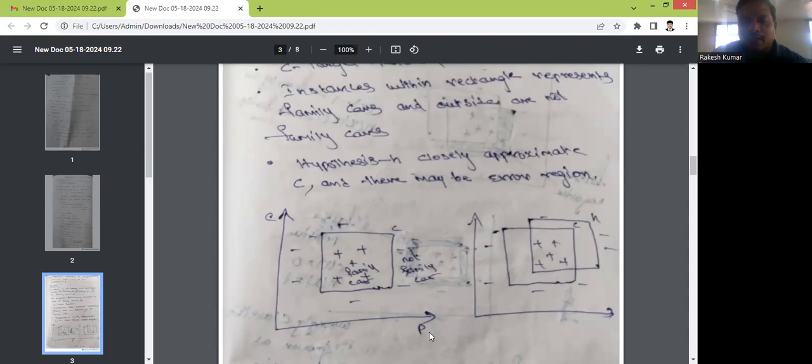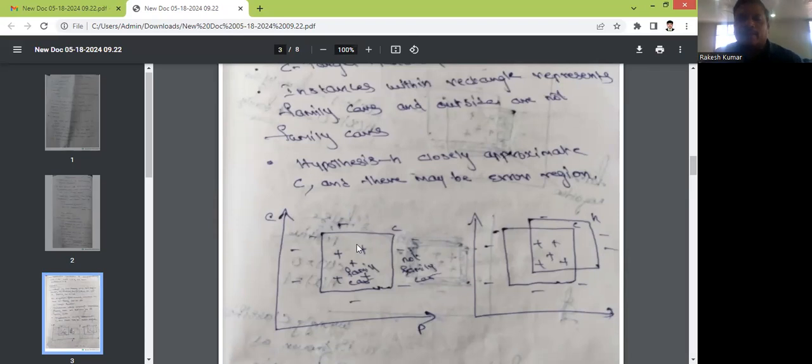This is the price of the family car, and this is the engine size. All the plus points come under the family car, and the minus points outside are known as not a family car. Inside the plus region we call it a family car, and outside we call it not a family car.